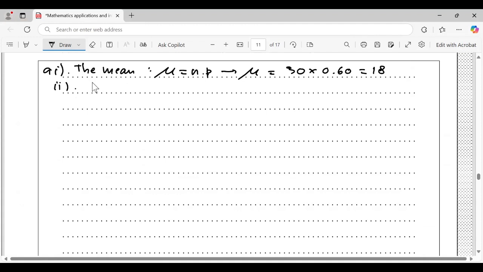Part 2. And the variance equals n times p times 1 minus p. So it is 30 times 0.60 times 1 minus 0.60. And the result is 7.2 if you calculate.